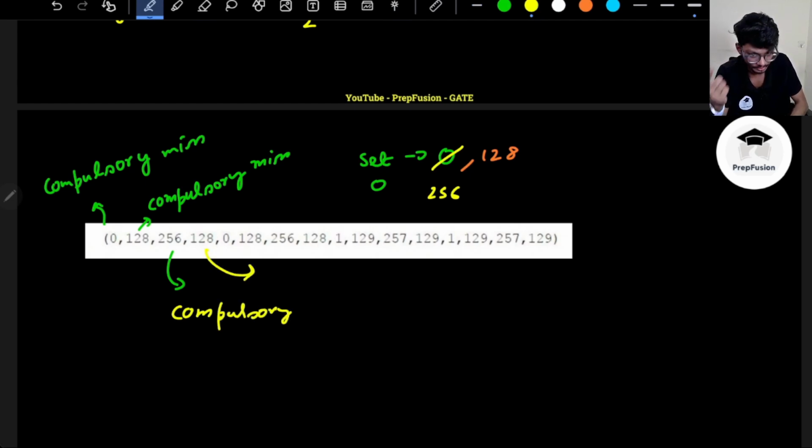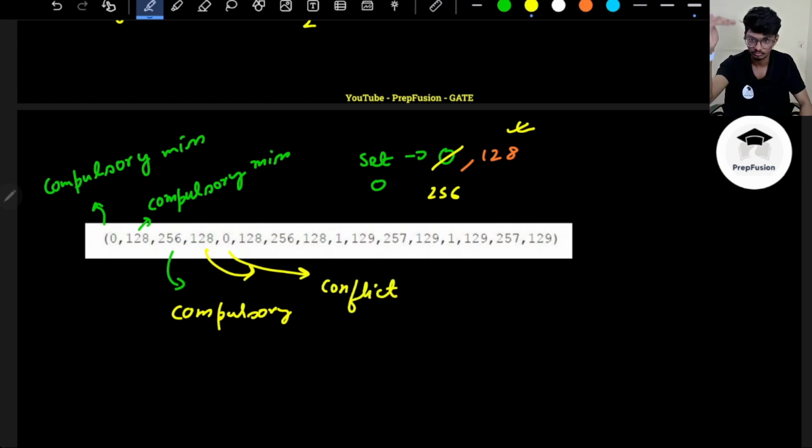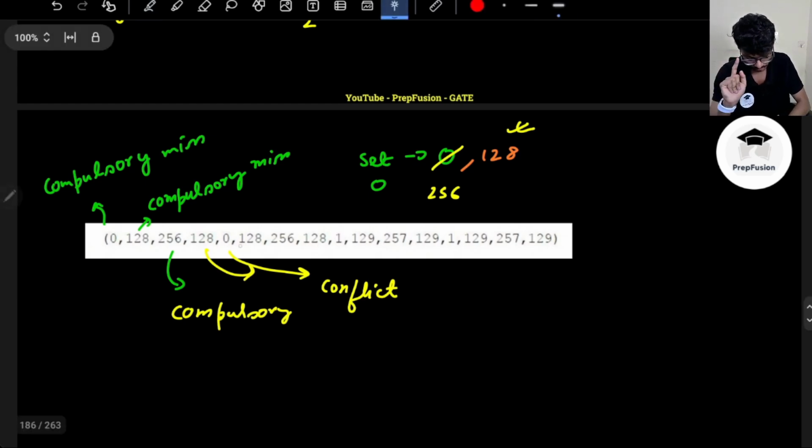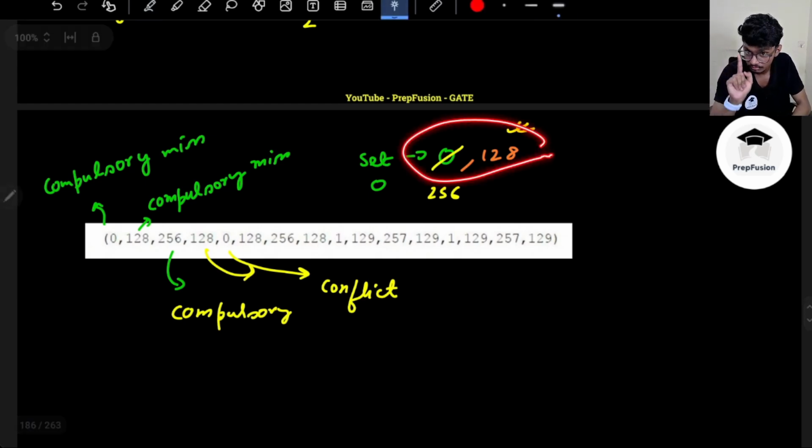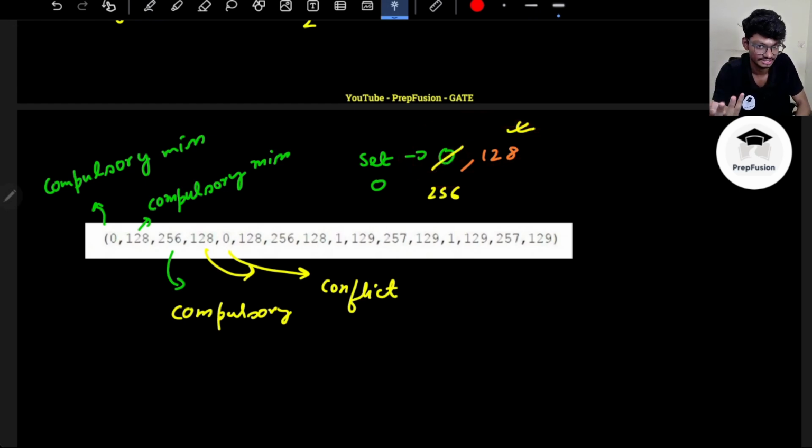Now I am calling 128, it is a hit because 128 is already present in the cache memory. Now again I am calling 0, so 0 now is a conflict miss. Why? Because cache memory is free, right? I still have 127 sets free, but this 0 is supposed to be in set 0. I had just replaced it in set 0, and this is not a compulsory miss because 0 has been called previously, so this will be a conflict miss.